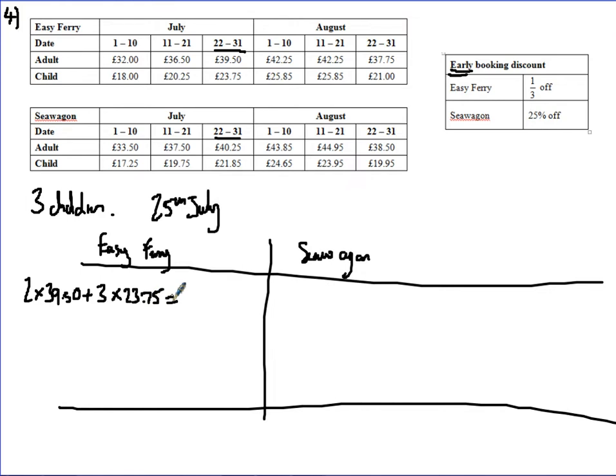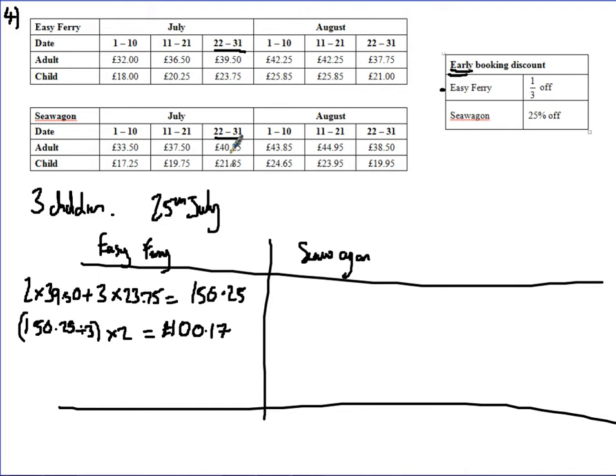So 2 times £39.50 plus 3 lots of £23.75 will then give you £150.25. Now the thing is that you've got a third off. So if you then divide that by 3, that'll give you a third, and what I'm also going to do is times it by 2, because you'll actually have 2/3 left in effect, won't you? So that will then leave you with £100.17 if you round.